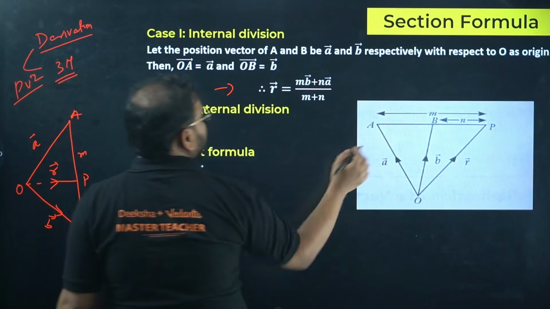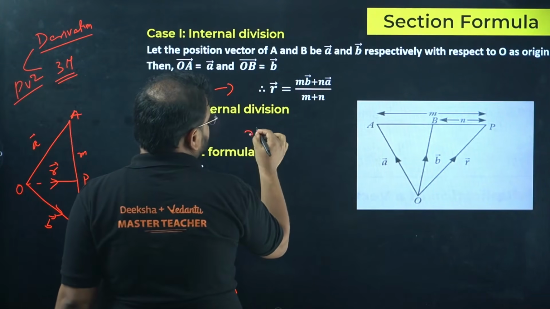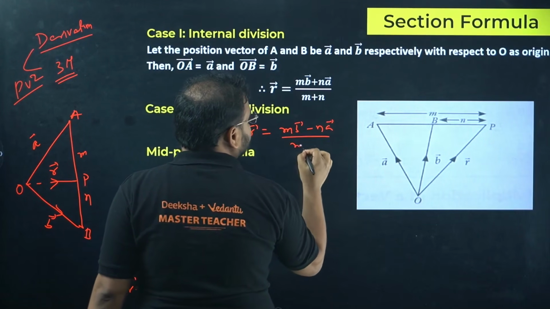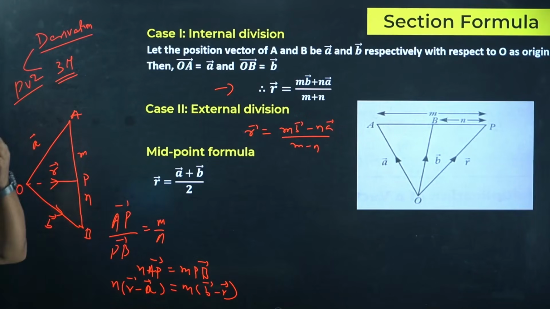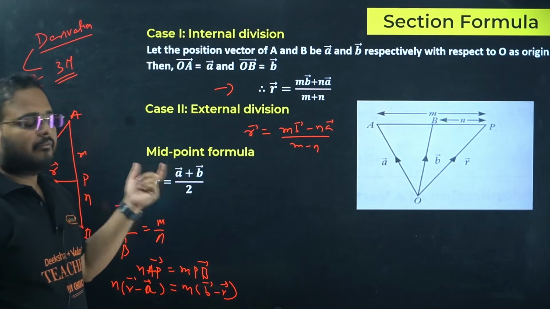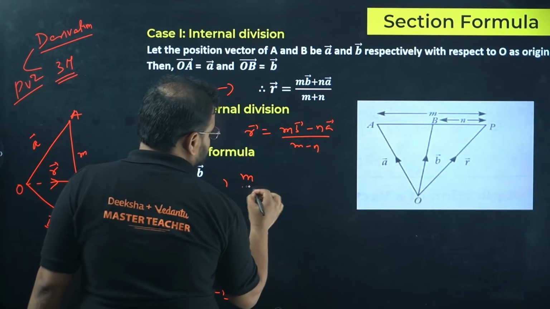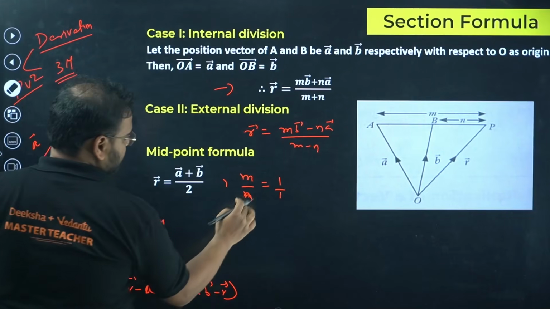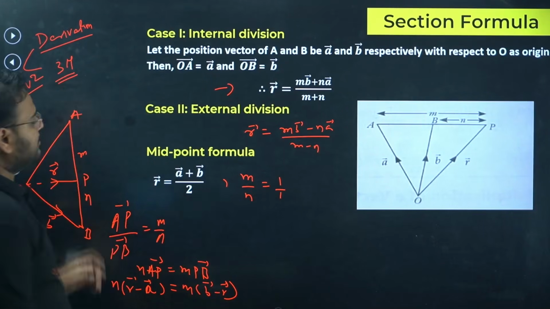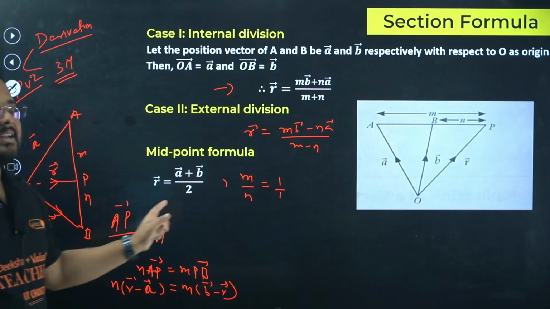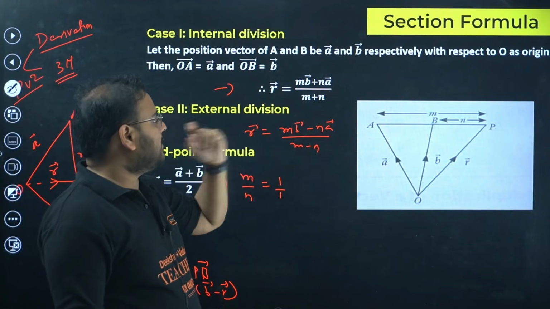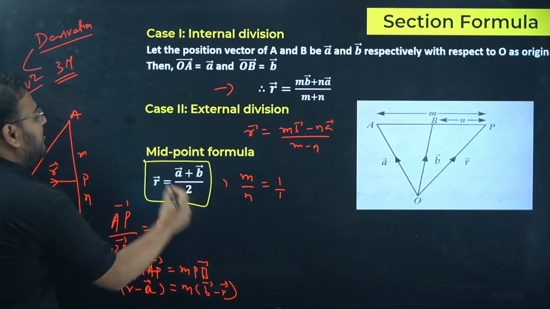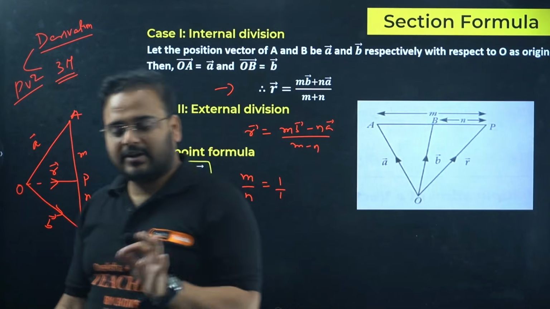What about external division, sir? In this case, you can see that the point is outside. This will end up with MB minus NA upon M minus N. And this is very simple, the midpoint formula, where M to N is 1:1. In that case, the value of M will become simply 1. So B plus A by 1 plus 1 is 2. So this is my answer, the same result with the help of the midpoint formula.